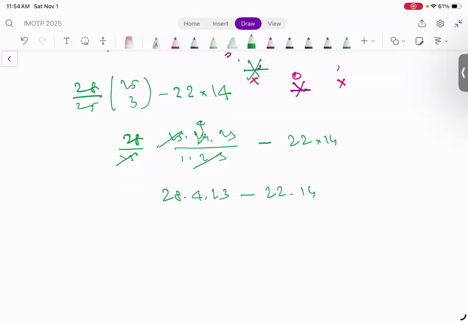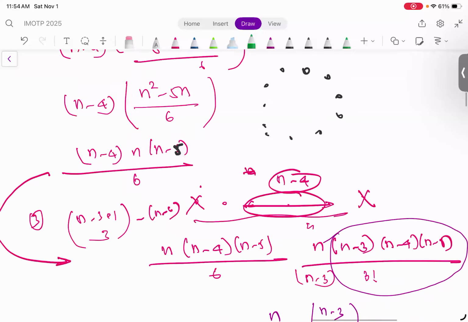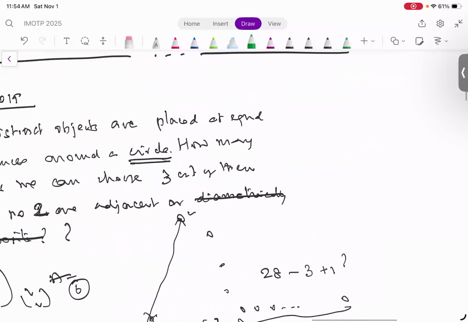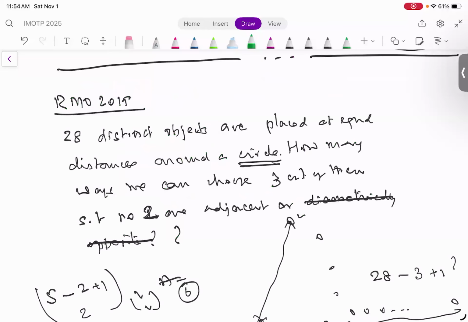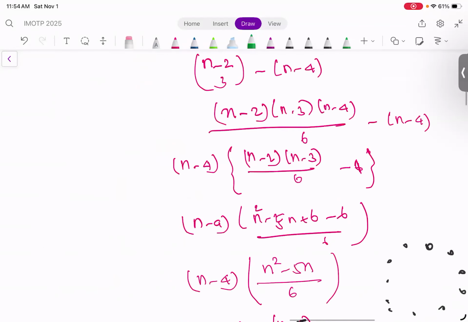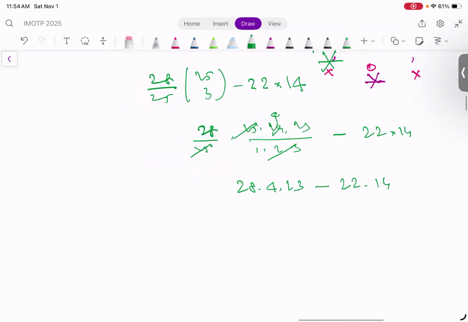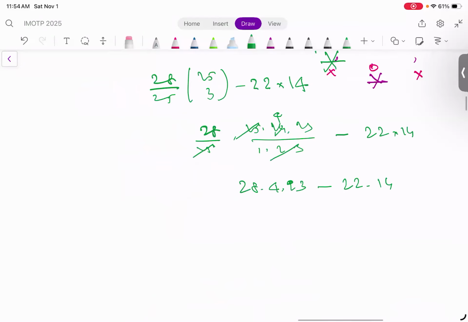So could you move back up to the question once, please? Yes. Here. Okay, thank you. I didn't look at the numbers which you had shown before to multiply. So here the number is just this 28 into 4 into 23 minus 22 into 14. So 22 into 14 is what? 308.